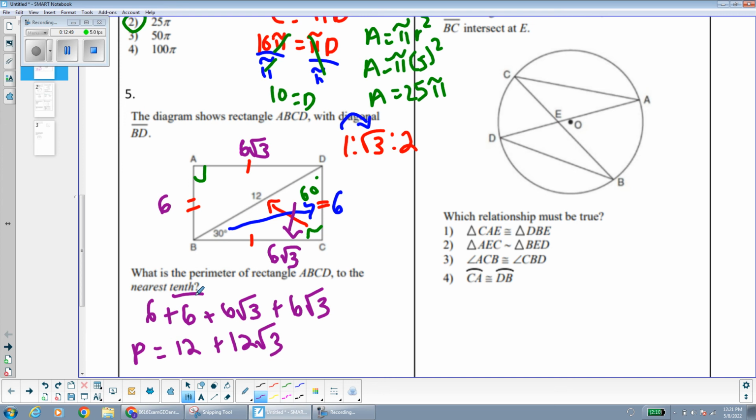So 12 plus 12 radical 3 is approximately 32.8 units. So the equivalent of that is approximately 32.8 units.